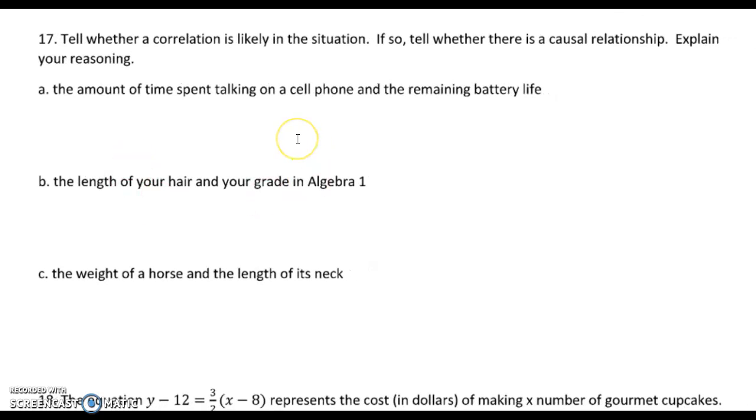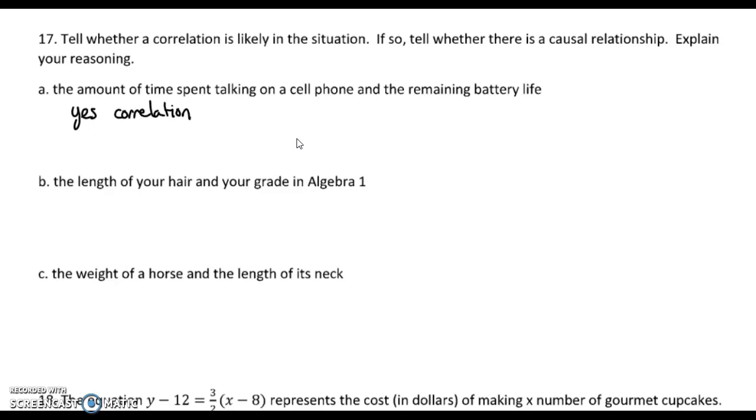Okay, so on this one, you're talking about if a correlation is likely, and if it could cause it. Sometimes correlation means there is a connection between the two, but causal means it actually causes the other to change. So on A, the amount of time spent talking on a cell phone and the remaining battery life. The more time you spend talking on a cell phone will change your battery life. So I would say yes to correlation.